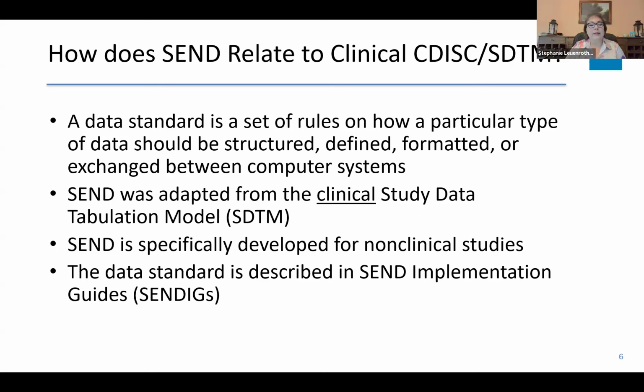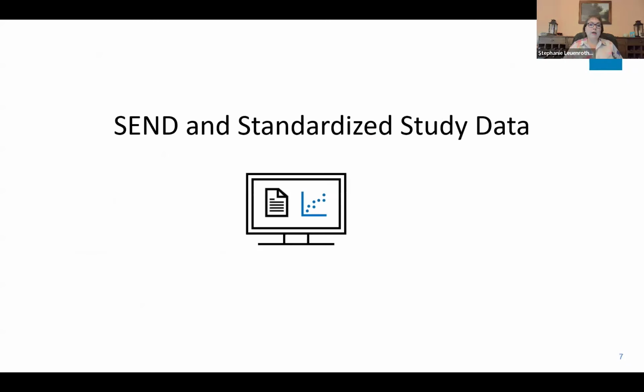And importantly, data standards are described in SEND implementation guides, or SEND IGs, which I'll talk more about, and these are developed and published by CDISC. Okay, so that's a little bit of the background. Hopefully many of you already knew this, but now I want to move into how did FDA adopt SEND? How did this requirement come to be? And how do we work with these data standards as they come into the agency?